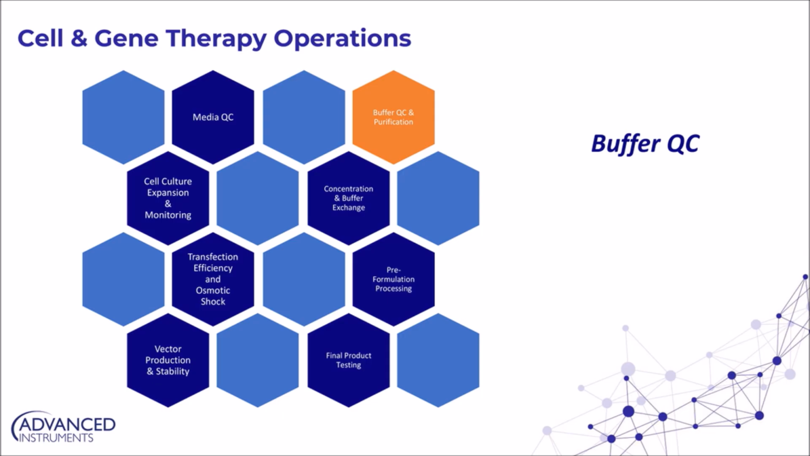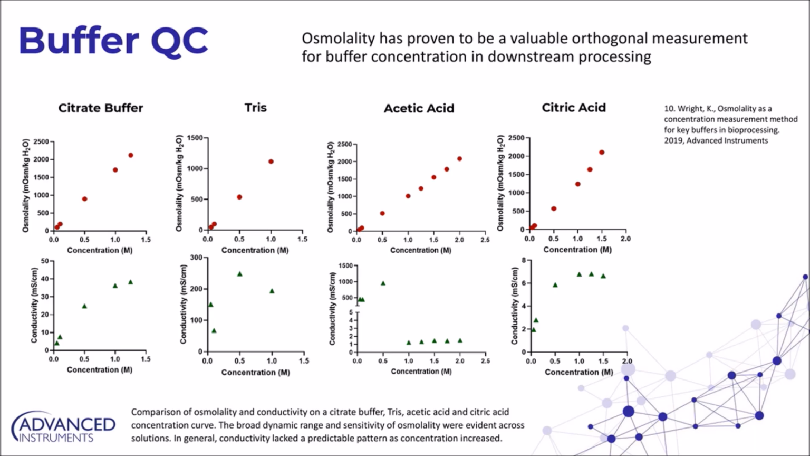But one thing that we have found, and we do have some data from 2019, shows that osmolality has proven to be a valuable orthogonal measurement when it comes to representing and measuring buffer concentration for buffers, or buffer components, that are really commonly used in downstream processing. So just to take a quick peek at that data, these are just some representative graphs, and it shows osmolality and conductivity across concentration ranges for these buffers and buffer components.